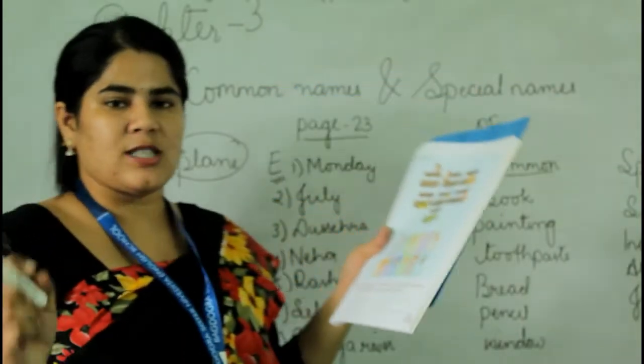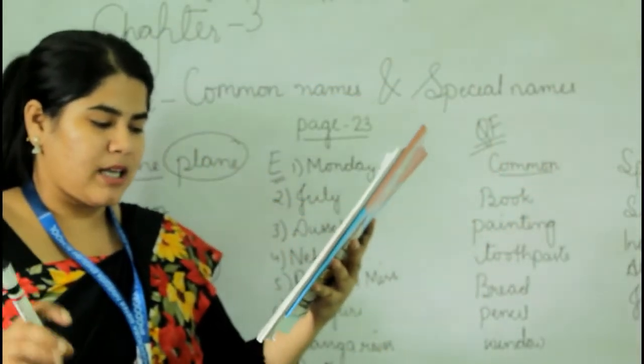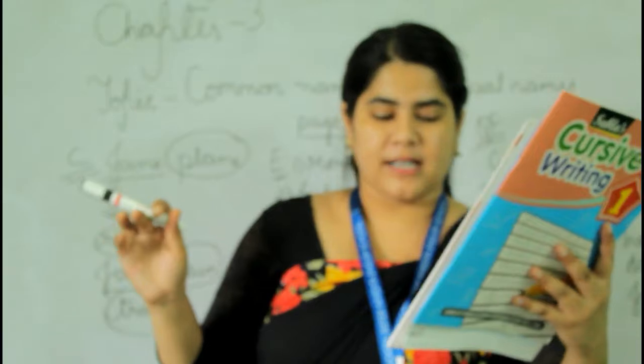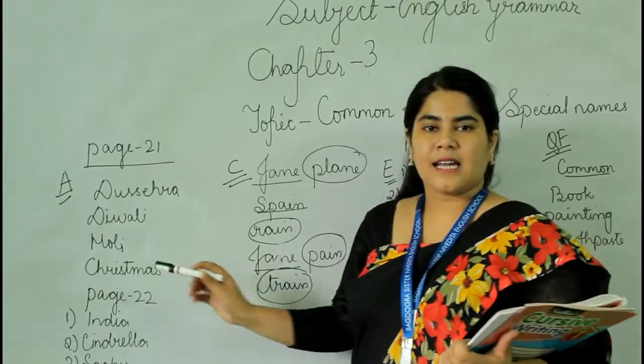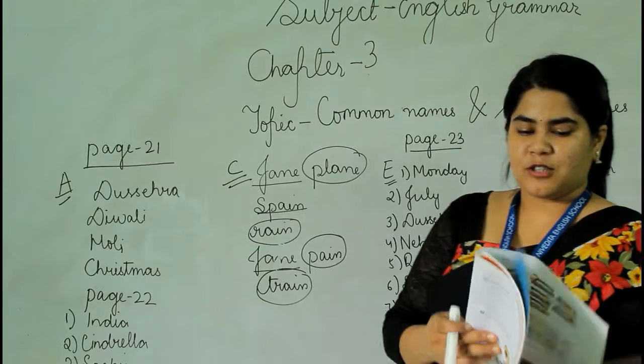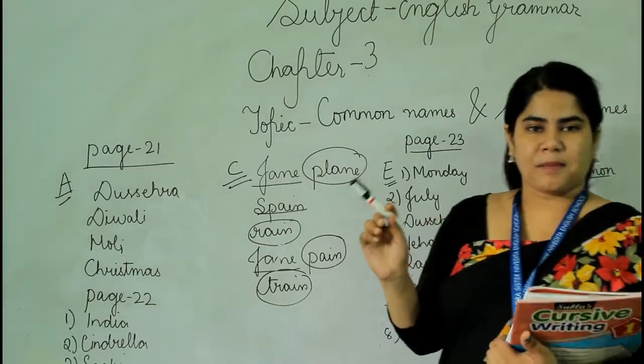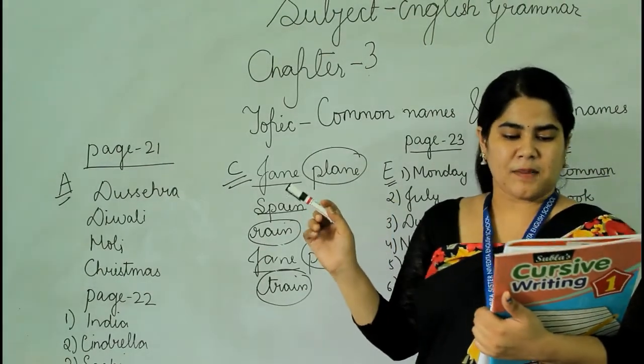We have holidays on special days of the year. Can you think of 4 special days when you get a holiday in school? Write them. They are Dussehra, Diwali, Holi and Christmas. Okay. If you turn the page, question number B, complete the sentence using the special names.